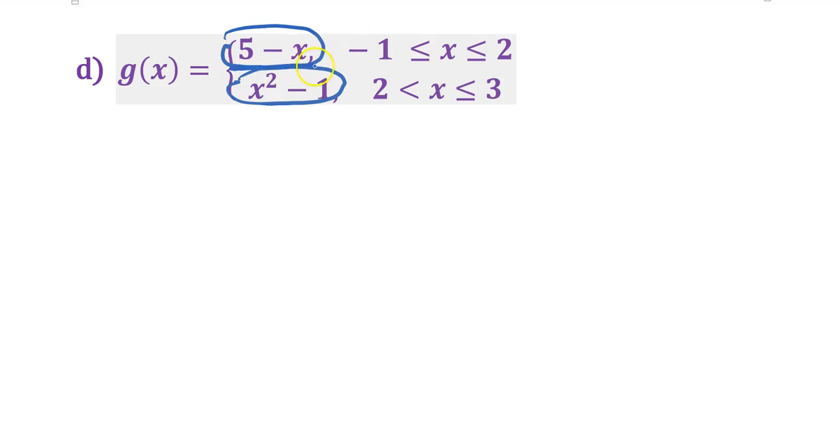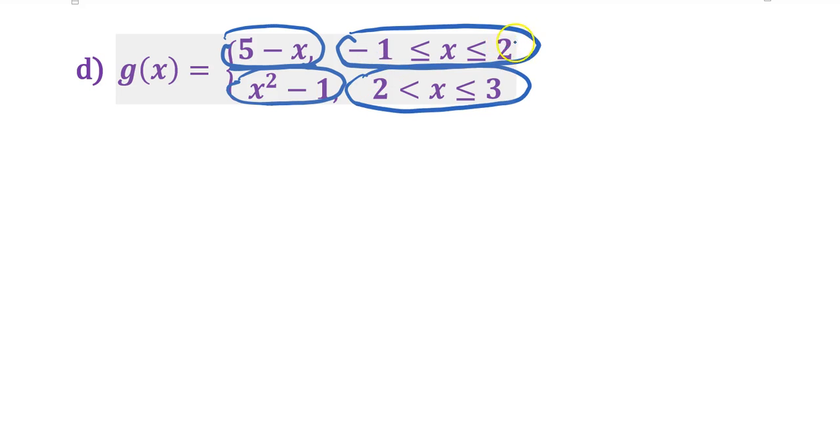So that means 5 minus x would be continuous between negative 1 and 2, and x squared minus 1 would be continuous between 2 and 3. The 2 is inclusive for this one, but it's exclusive for this one because the equal bar doesn't exist there. So the point in question between this entire domain that this function exists for would be at the x value of 2. If something's happening with its continuity, it's going to occur where the break is in the domain.